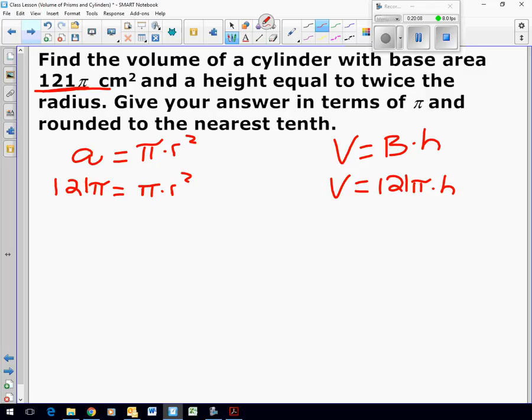Go with me? Let's find the radius here. Divide both sides by pi. The pi's cancel out. You get 121 equals r squared. Faith, how do I solve for r there? Did you say divide? Square root.